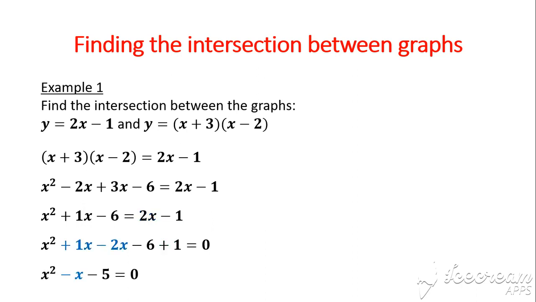So we're going to simplify this. We have plus 1x subtract 2x simplifies down to minus 1x or just minus x. And we have our minus 6 plus 1 gives us minus 5. Right, well now we've got this expression here, which is just a quadratic equation. x squared minus x minus 5 is equal to 0. That's what we're going to end up with when we solve systems of equations. Because one of the graphs is going to be a nonlinear function, we're going to end up with a quadratic.